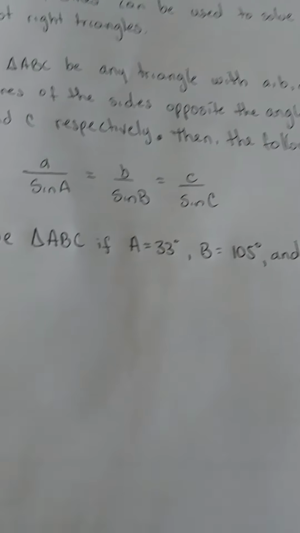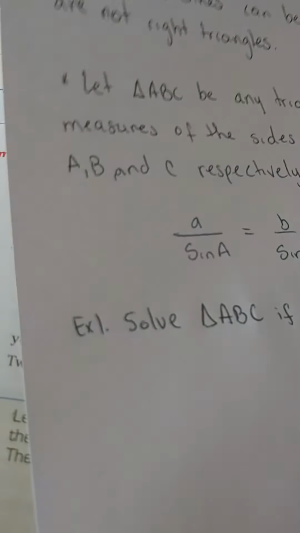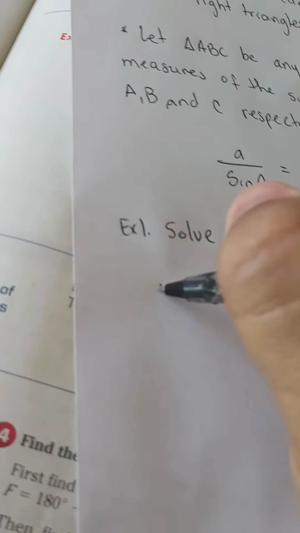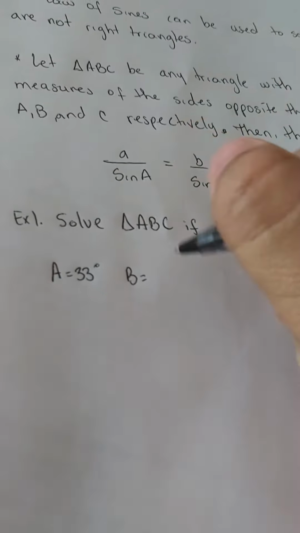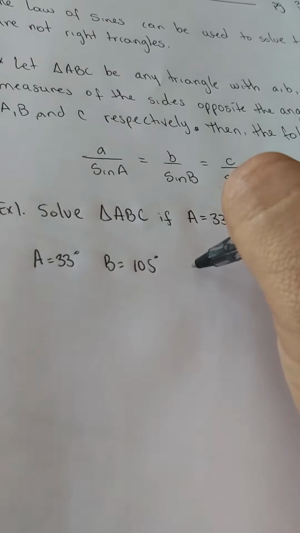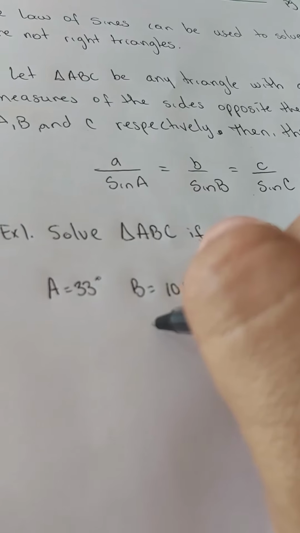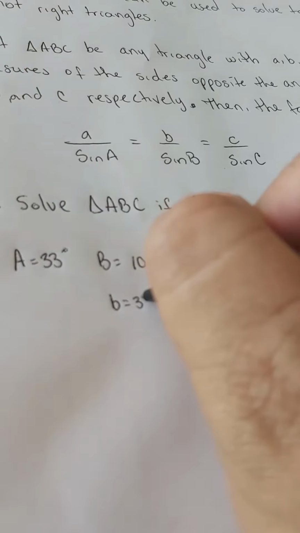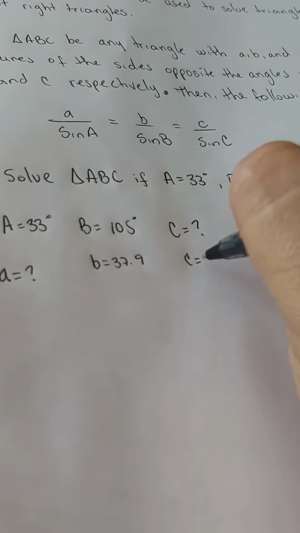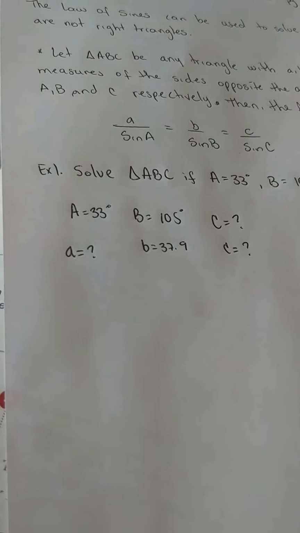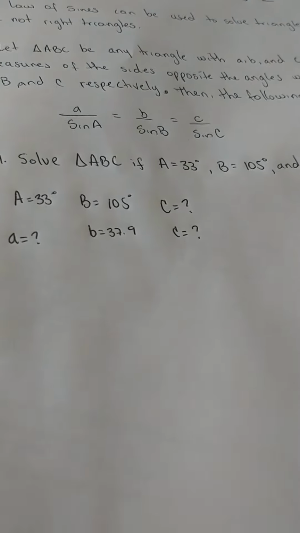Okay? So remember, to solve a triangle means to find all the missing sides and angles. So we have angle A, 33 degrees. We have angle B, 105 degrees. We are missing angle C. We have side b, 37.9. So we are missing side a and side c. Okay? So to solve this triangle, we have to find angle C, side a, and side c.